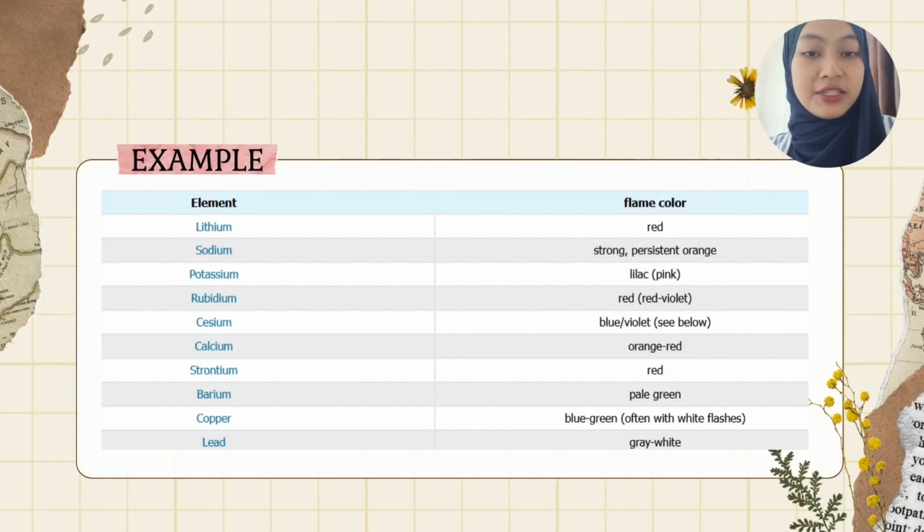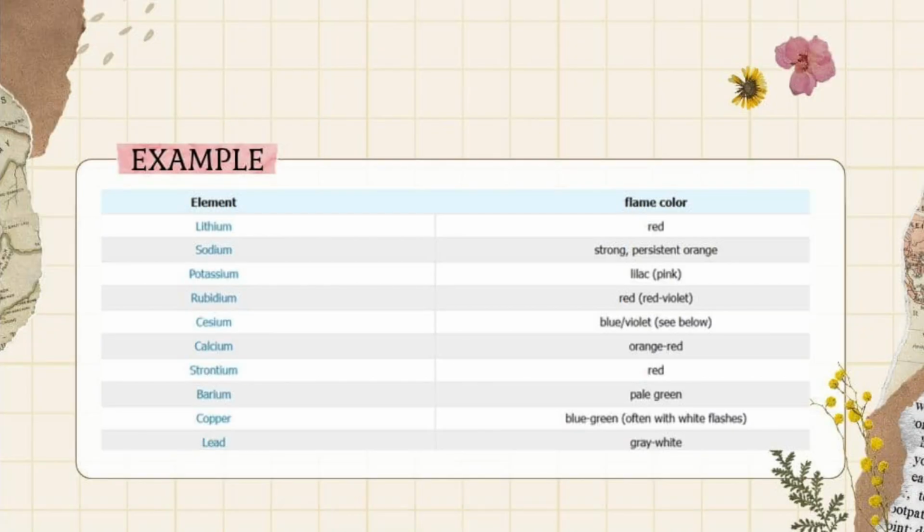So, this is the usual flame color for each of these elements. For the element lithium, the flame color is usually red. For sodium, the flame color is strong, persistent orange. For potassium, the flame color is lilac or pink. For rubidium, it's red or red-violet. The flame color for cesium is usually blue-violet. For calcium, the flame color is orange-red.